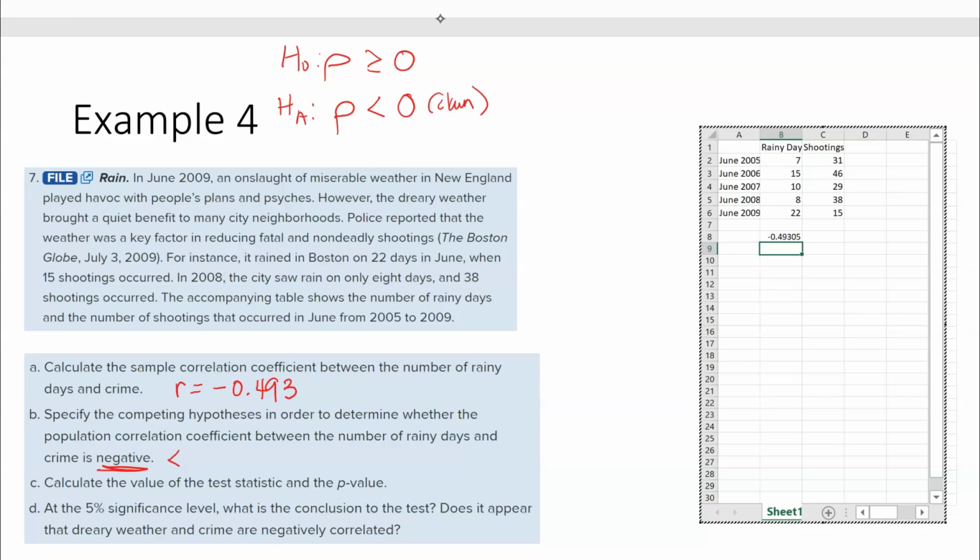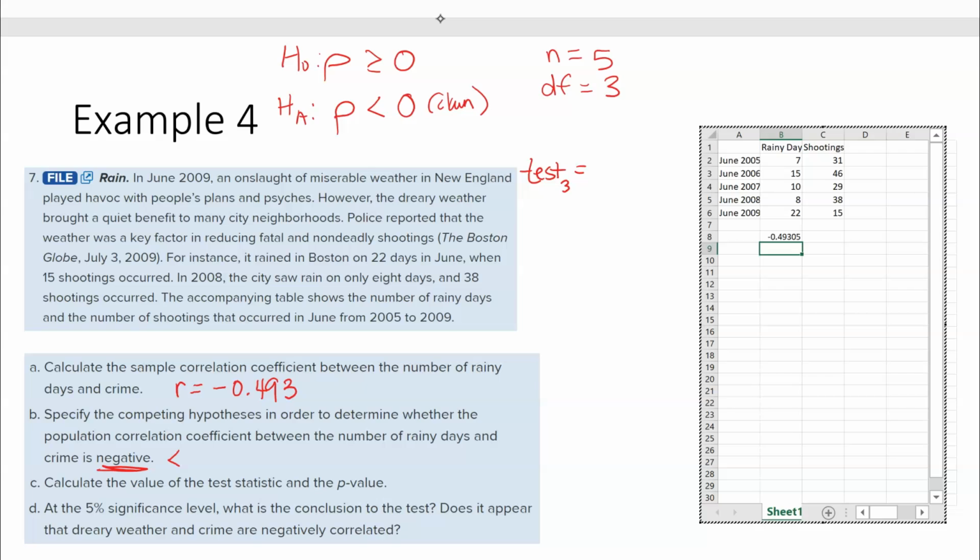So calculate the value of the test statistic and the p-value. So for our test statistic, we're going to need our n and our degrees of freedom. So our n, we're talking about 1, 2, 3, 4, 5. So our degrees of freedom is 5 minus 2. So our degrees of freedom is 3.